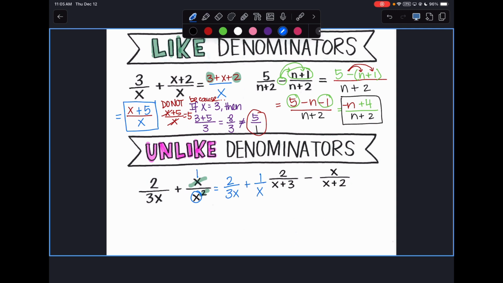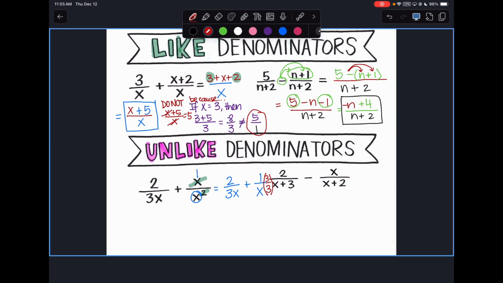Then now looking at the 3x in the first add-in and the second add-in having x as a denominator, what's missing in the second one? 3. So I need to make sure I am not changing the value of 1 over x, but changing its outfit, changing the way it looks. We need an equivalent fraction. So to get that equivalent fraction, we need to multiply this by 3, but it's not going to be just 3, it's going to be 3 over 3.